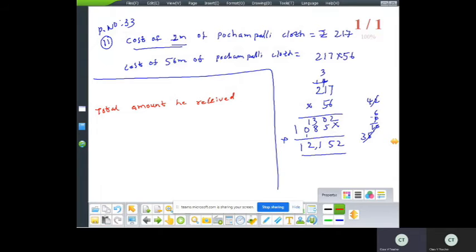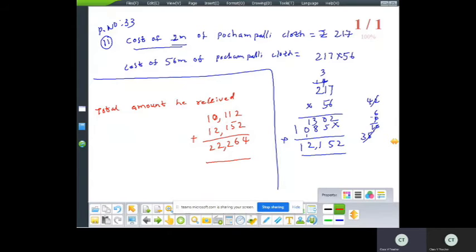The cost of Sirsilla, we already found the answer, that is 10,112. Next amount, Pochampalli cost 12,152. Total amount means we do addition. 2 plus 2 is 4, 1 plus 5 is 6, 1 plus 1 is 2, 0 plus 2 is 2, 1 plus 1 is 2.